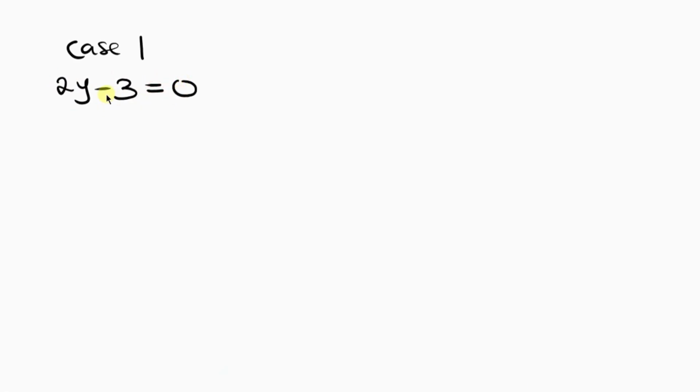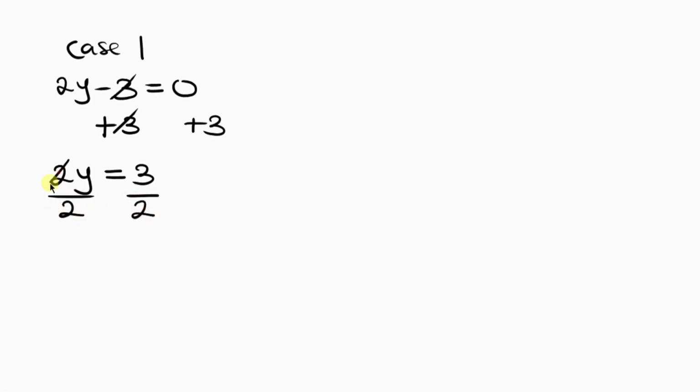Now I'm going to be moving this negative 3 to the right hand side, and I'll do that by adding 3 to both sides. Now on the left, negative 3 plus 3 cancels out, leaving behind 2y on the left equal to, on the right, 0 plus 3 is 3. And in order to get the value of y, we divide both sides by 2. So I'll divide the left by 2, I'll divide the right by 2. So 2 cancels 2, leaving behind y equal to 3 all over 2. Very good. So that's for our case 1.